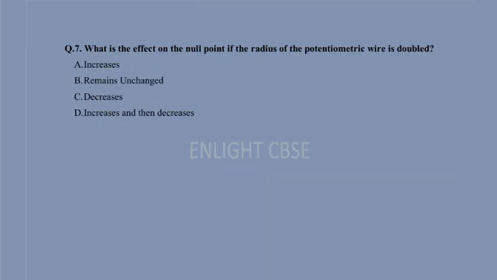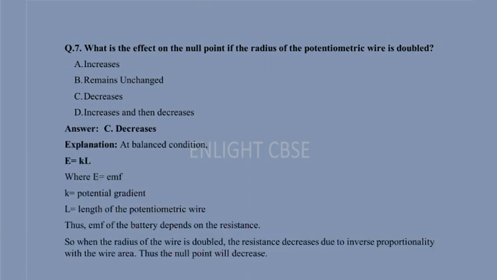Question 7. What is the effect on the null point if the radius of the potentiometric wire is doubled? A. Increases. B. Remains unchanged. C. Decreases. D. Increases and then decreases. Answer: C. Decreases. At balanced condition, E = K L, where E is the EMF, K is the potential gradient, and L is the length of the potentiometric wire. Thus, EMF of the battery depends on the resistance. So when the radius of the wire is doubled, the resistance decreases due to inverse proportionality with the wire area. Thus the null point will decrease.